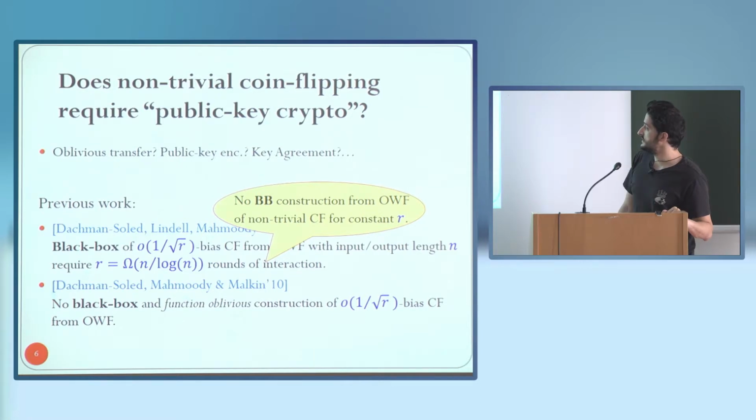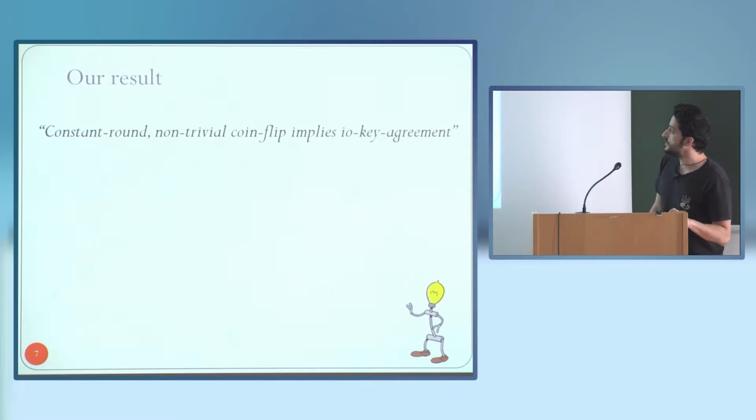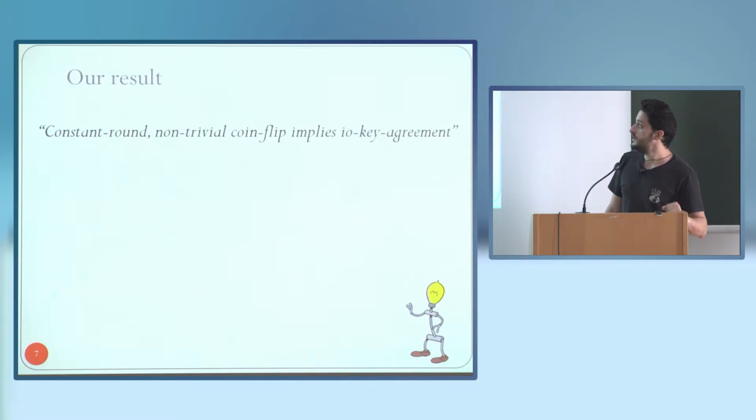Okay, so this is what is known about this question. So let me tell you what we show. We show that constant round, non-trivial coin flip implies infinitely often key agreement. The infinitely often we inherited from Ronen and others, so I'm going to pretend that it doesn't exist and blame them.